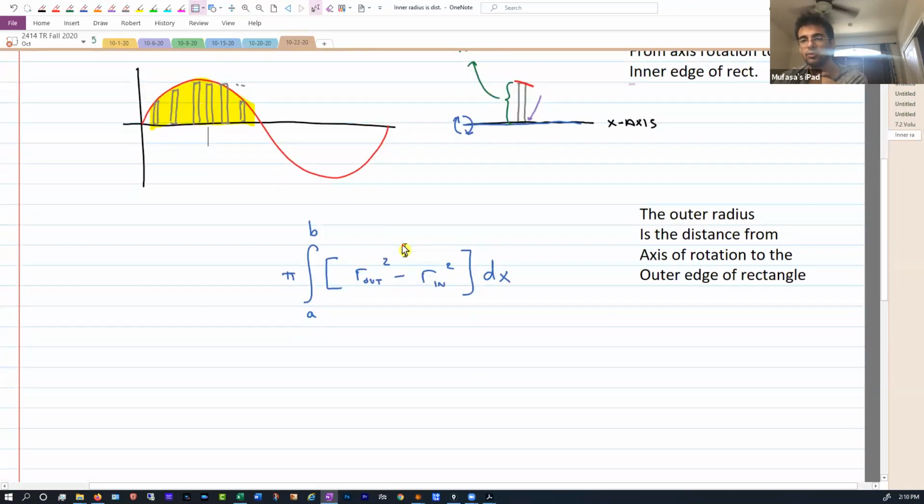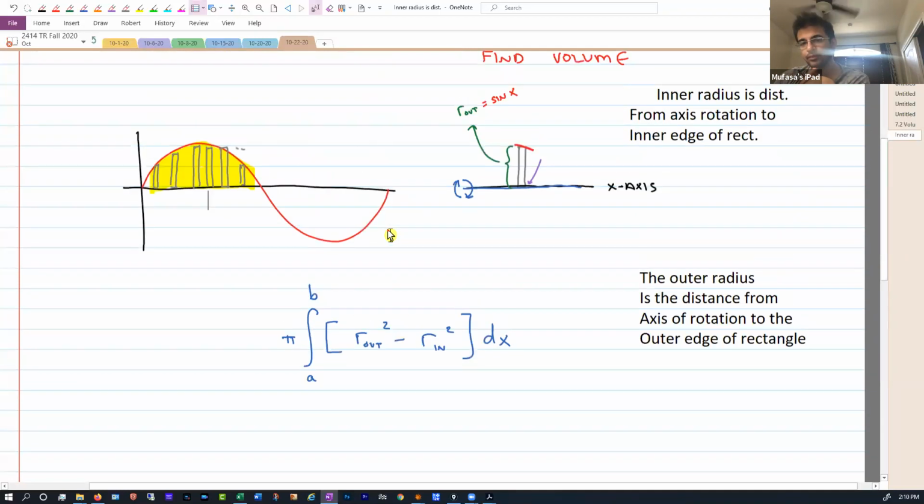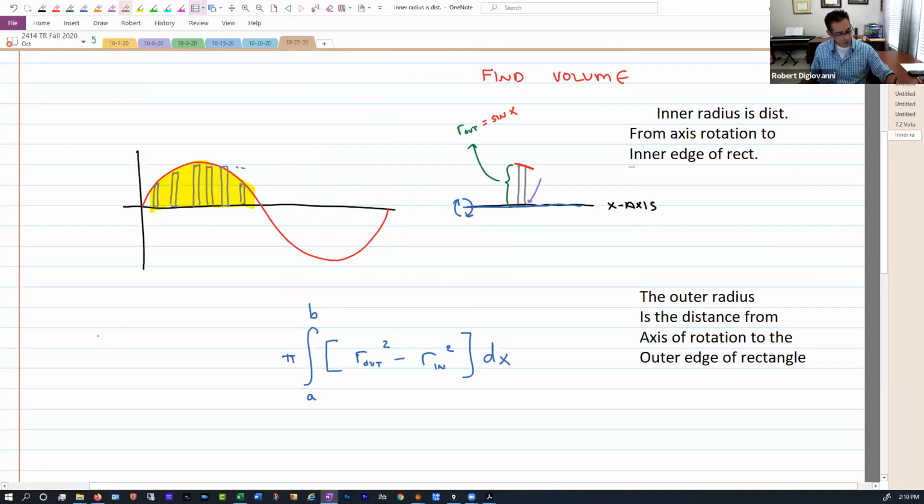It's always 0 for this problem. I'm not going to say that the inner radius is always 0, it's not. Okay, so I think we can set up the integral. Do we know what a and b are? Yes, 0 to pi.